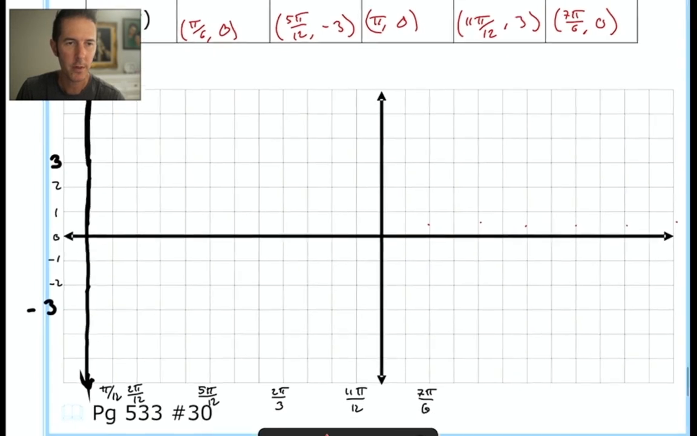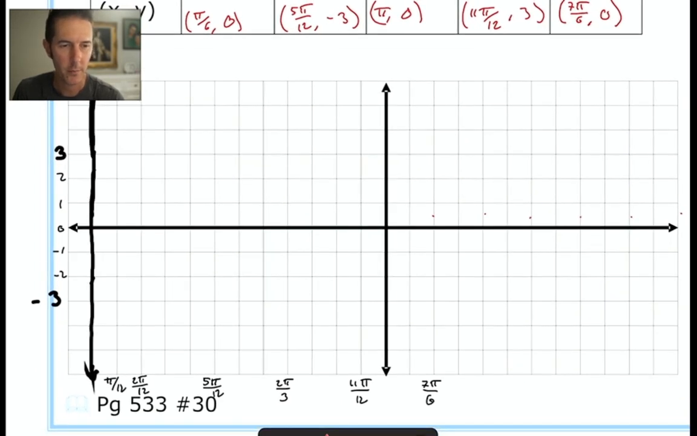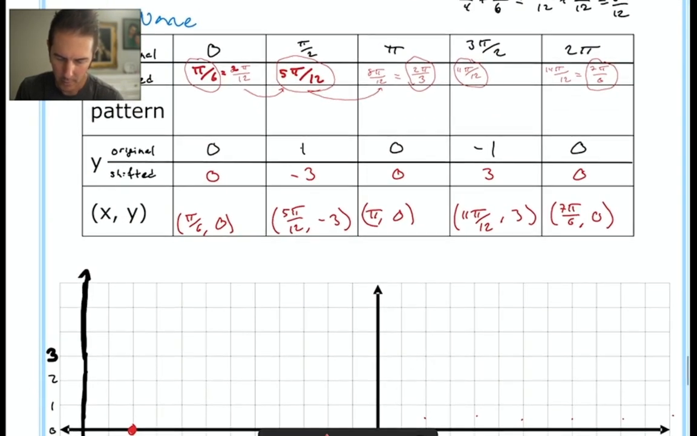All right, let's plot some points. We've got pi over 6 comma 0, which is the same thing as 2 pi over 12 comma 0. And then 5 pi over 12 negative 3. Pi 0. Oh, pi. Where's pi? 5 pi over 12 plus 3 made 8 pi over 12. Why did I write down pi 0? Oh, just because my eye was playing tricks on me. I should have written 8 pi over 12 or 2 pi over 3 right there. So this needs to be a 2 pi over 3.